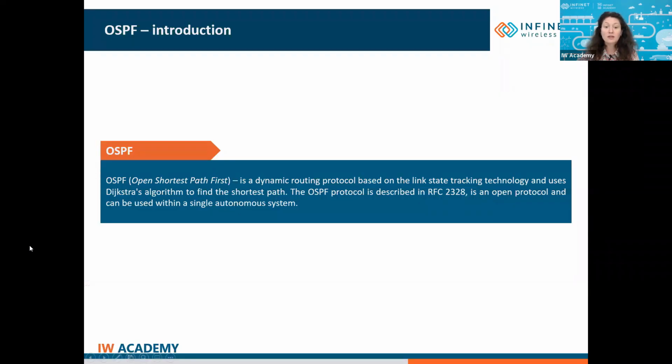OSPF, or Open Shortest Path First, is a dynamic routing protocol based on the link state tracking technology and uses Dijkstra's algorithm to find the shortest path. OSPF is described in RFC 2328 and it is an open protocol. The OSPF protocol is supported only by the InfLink 2x2 and InfIMAN 2x2 families of devices. As you can see, the standard definition introduces many new terms that you will be able to better understand at the end of this webinar.